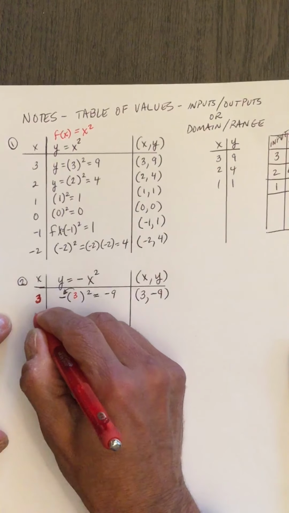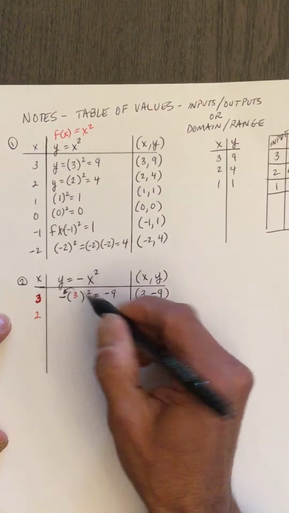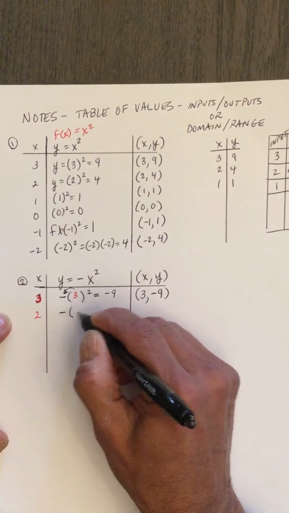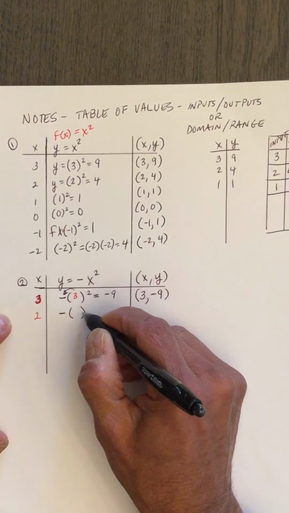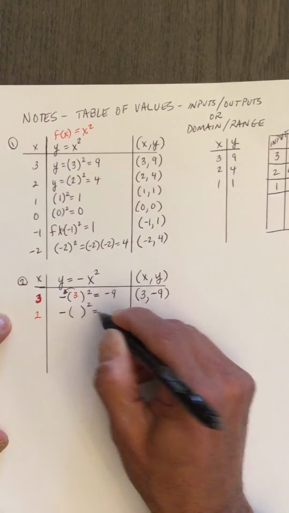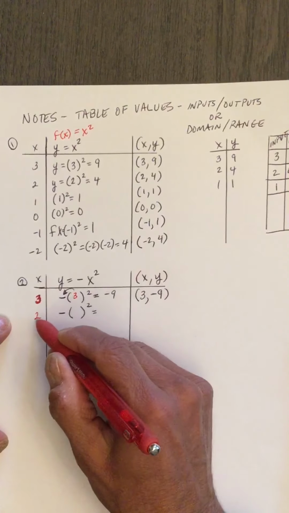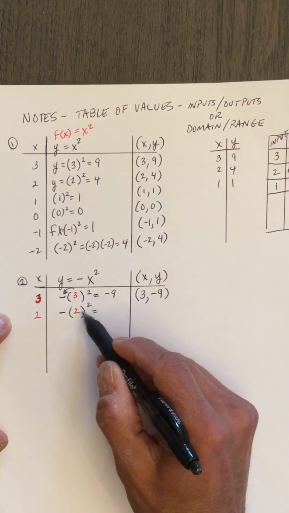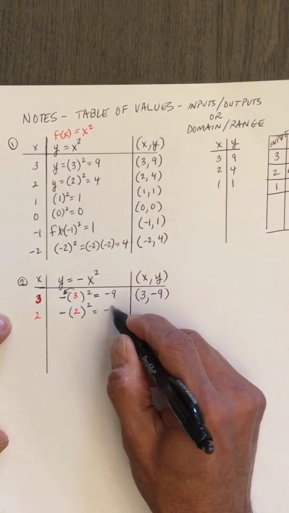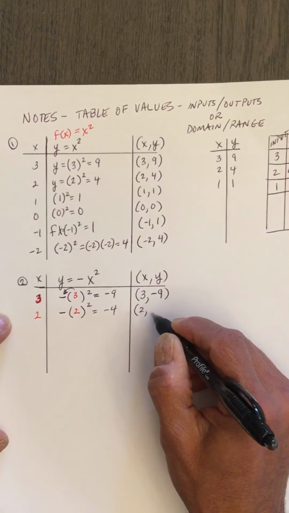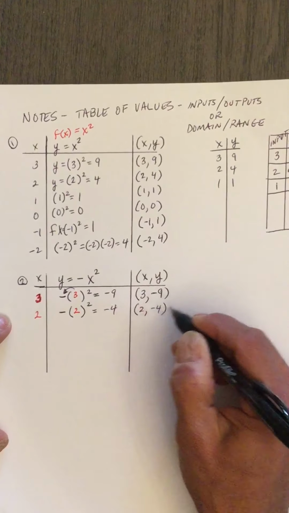If I put in a 2, let's put in a 2 in this problem. Okay? I'm going to write this as the opposite. The x is like the parentheses, and that's squared. Okay? So let's see what happens. When I take that red 2 and I put it in there, I have to square the 2 first. That gives me 4. Then the opposite of that would be negative 4. So when I plug in a 2, positive 2, I get a negative 4 out.